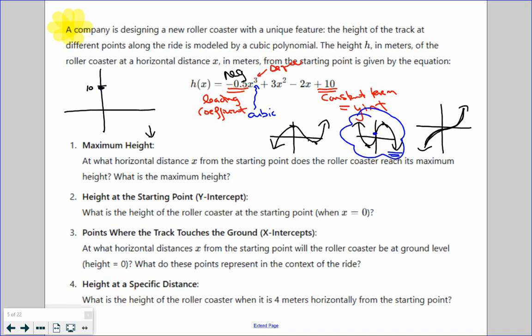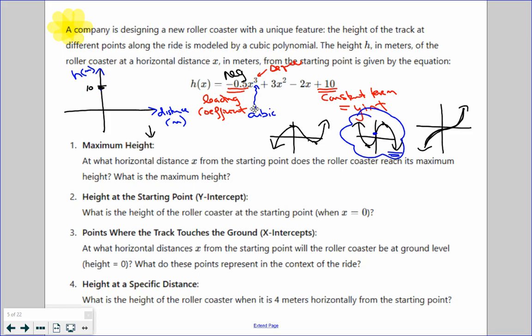So if we go back and read the scenario here, it says a company is designing a new roller coaster with a unique feature. The height of the track at different points along the ride is modeled by a cubic polynomial. The height in meters of the roller coaster, so this is the height in meters, and a horizontal distance in meters. Okay, so it's not height and time, it's height and distance. So both x and y are in meters. Okay, we're not talking meters and seconds, we're talking meters and meters. From a starting point is given by this.